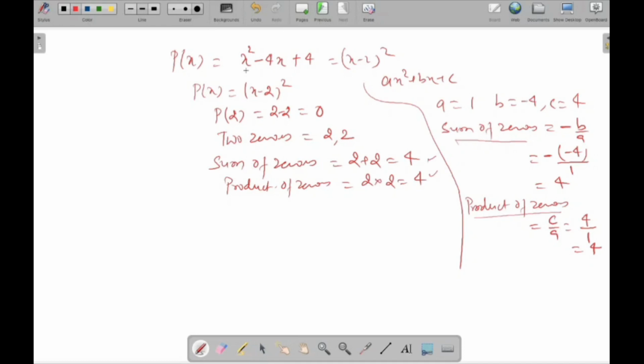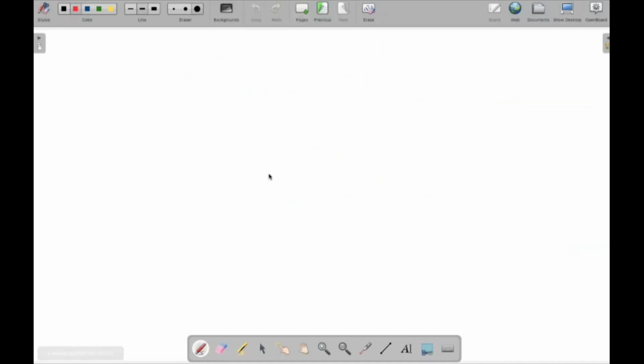We are saying that if you have a quadratic expression, the sum of zeros is going to be minus b by a, the product of zeros is going to be c by a, and this result is going to be true for any quadratic polynomial. Irrespective of whatever the roots or zeros of the equation are, this result will hold true every time. Now let's understand the geometrical interpretation of the zeros itself.